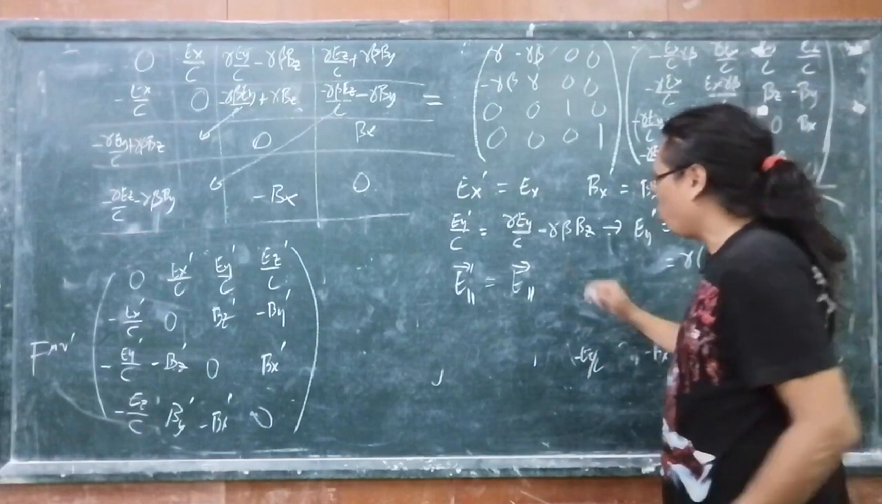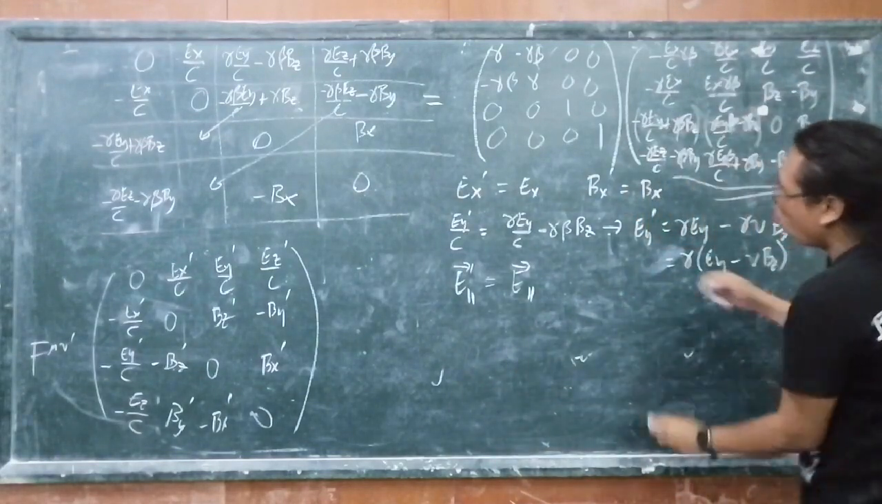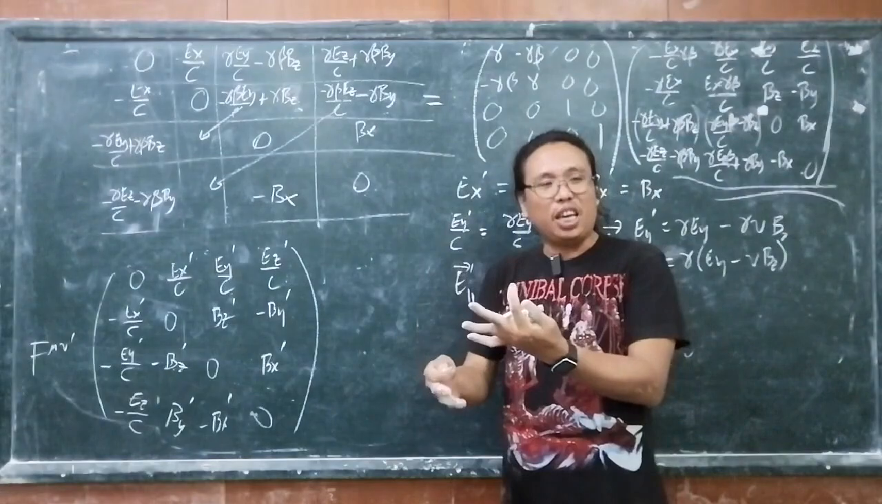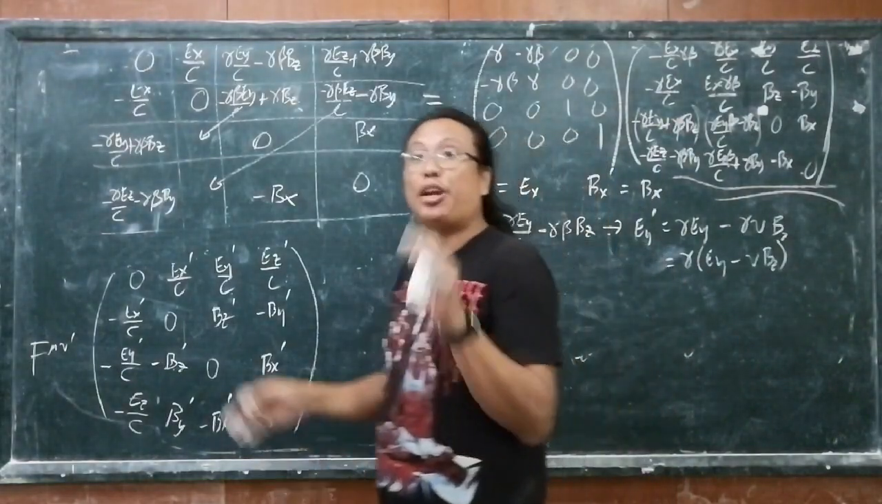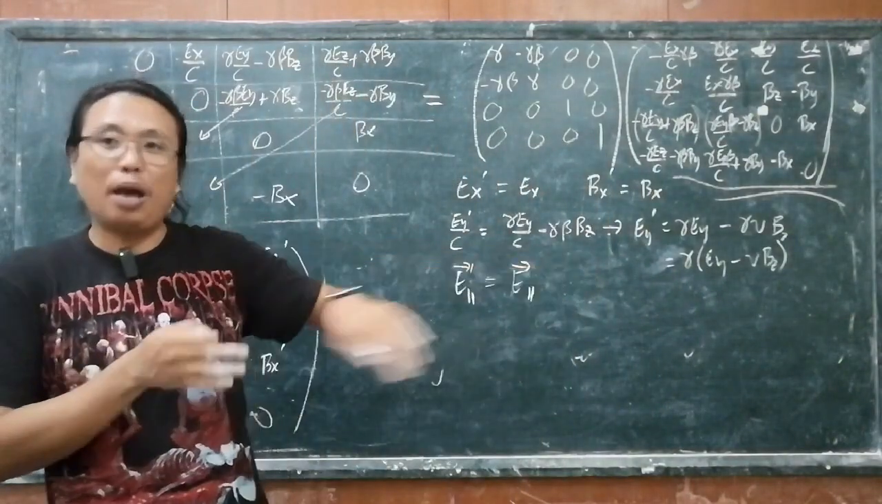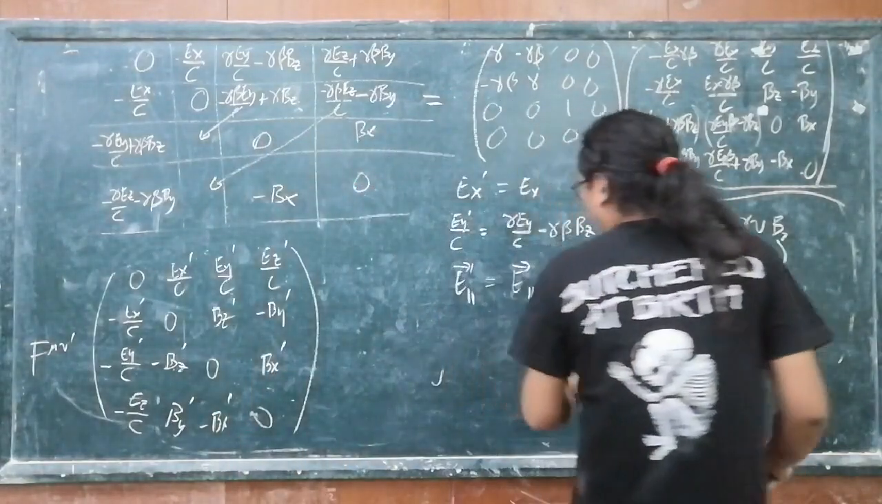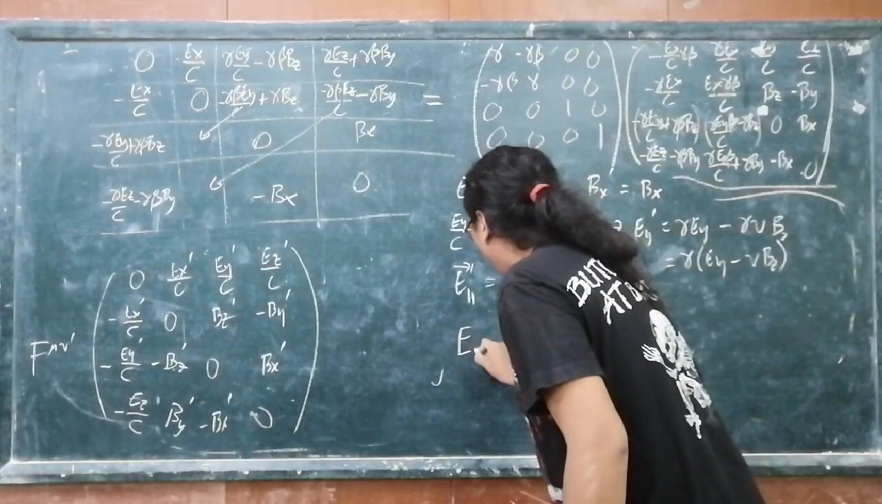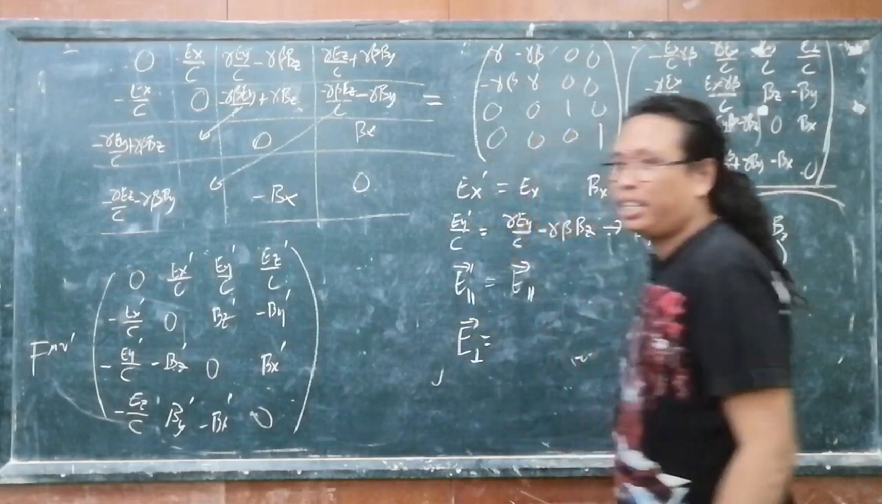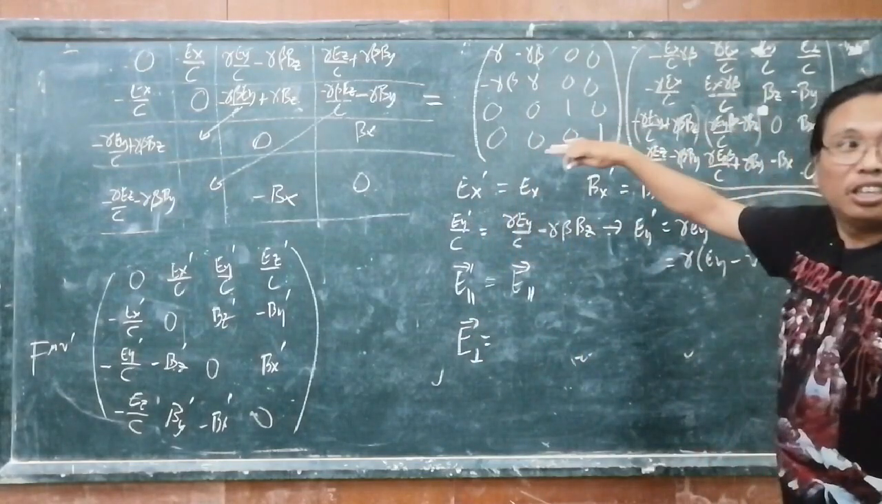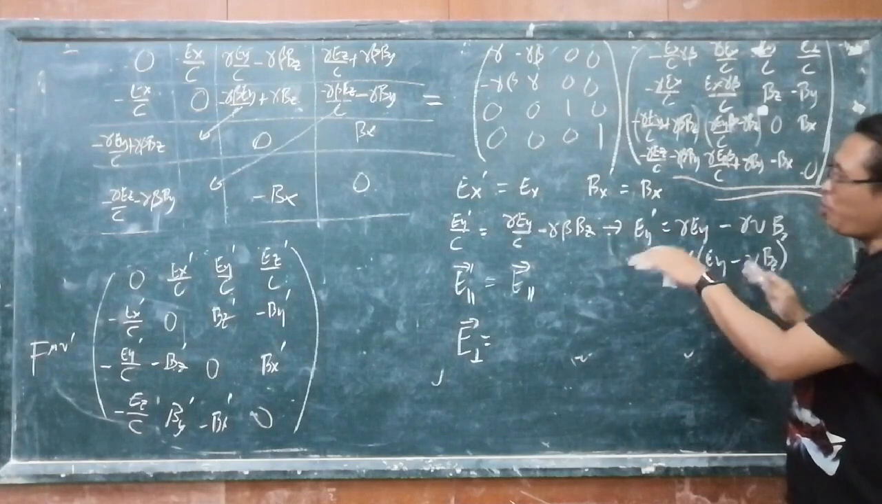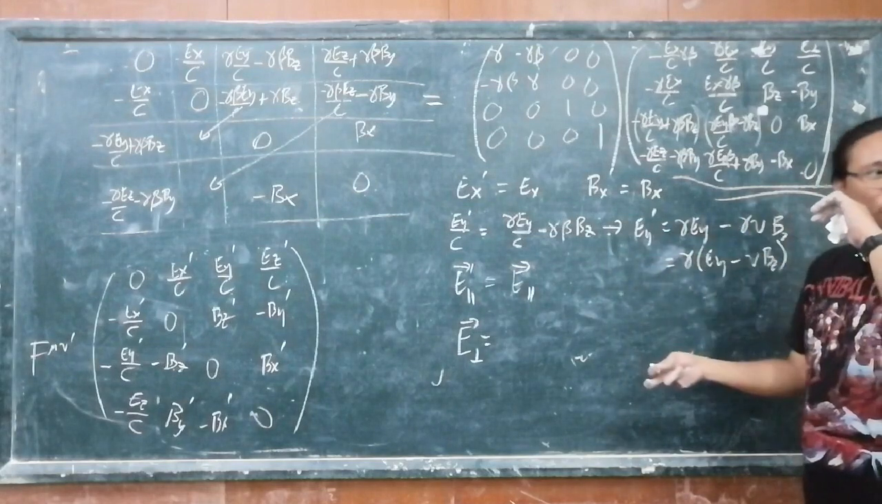E parallel is equal to E parallel. This is EY and EZ, BY and BZ, perpendicular to the boost. We apply the Lorentz boost on the x-axis. E perpendicular, we have to generalize this one. We apply the Lorentz transformation to the electromagnetic field tensor.